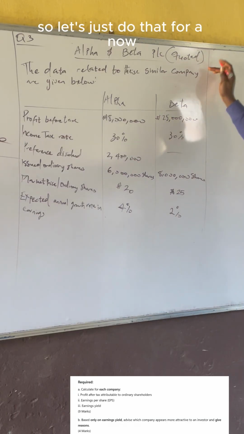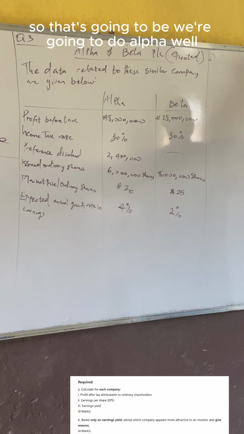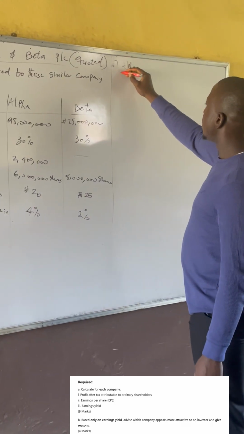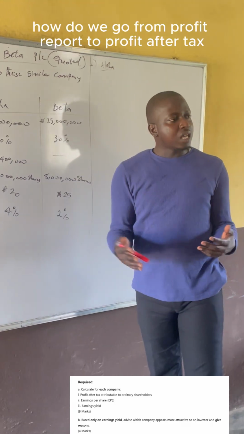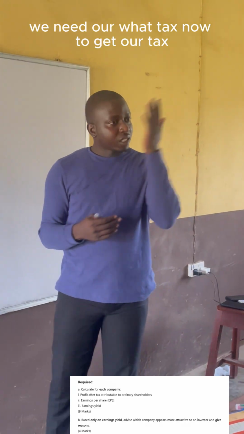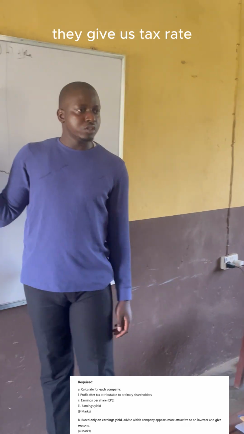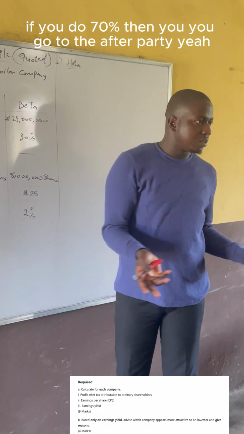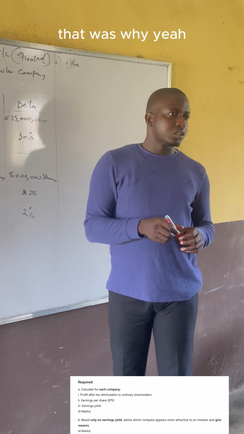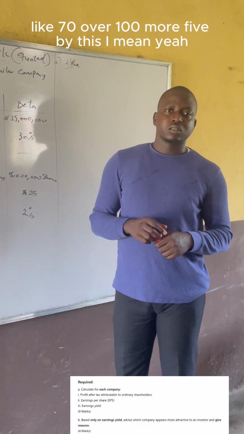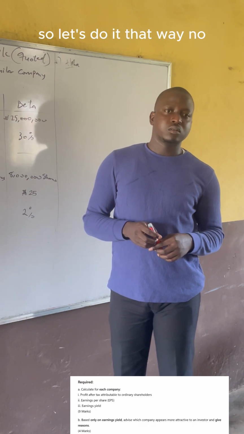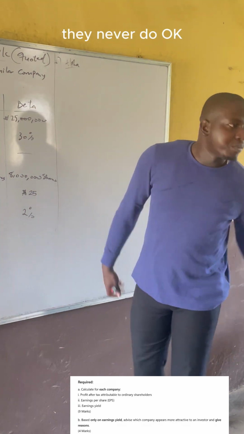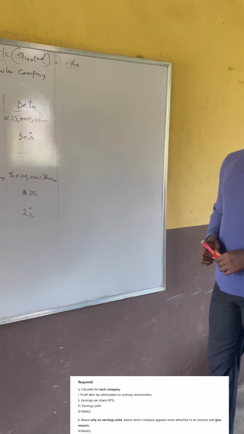Let's do that for Alpha first. To get from profit before tax to profit after tax, we need the tax, and we are given the tax rate, so we do 30% of each. Alternatively, profit after tax is 70% of profit before tax, that is 70 over 100 multiplied by the value, but let's break it down.